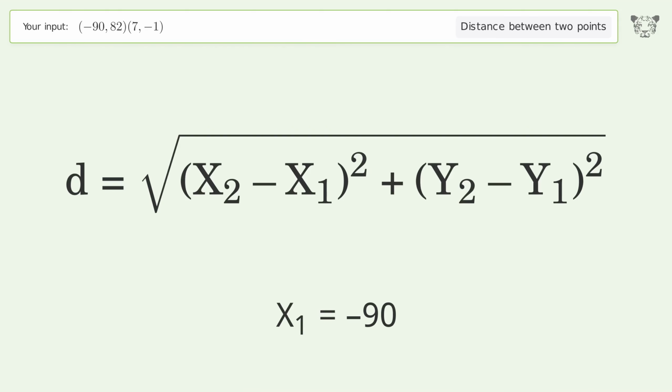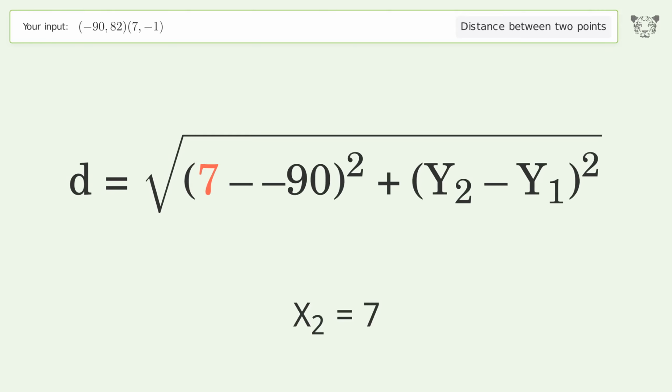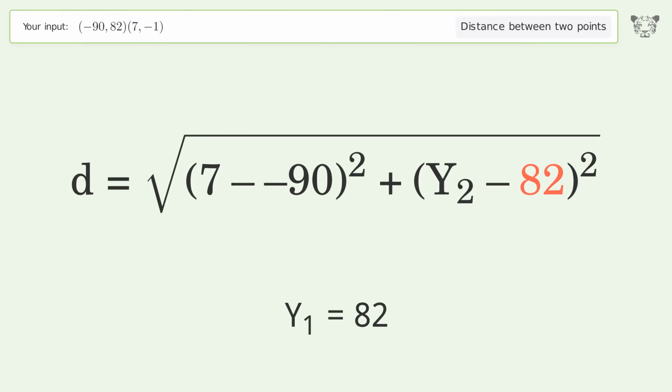x1 equals -90. x2 equals 7. y1 equals 82. y2 equals -1.